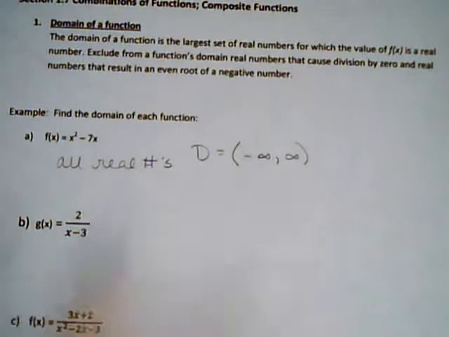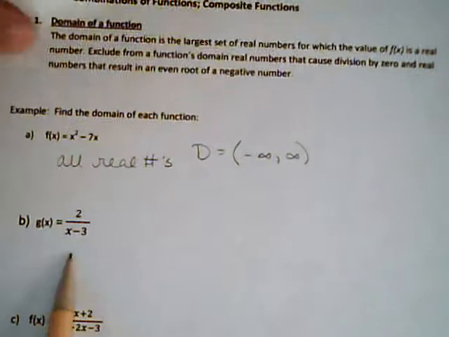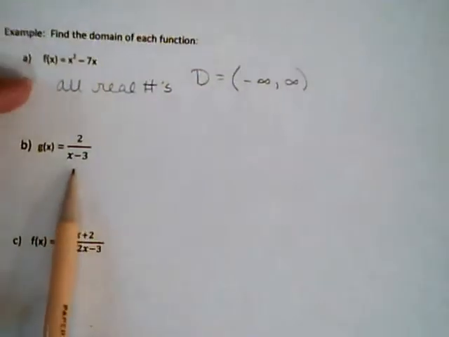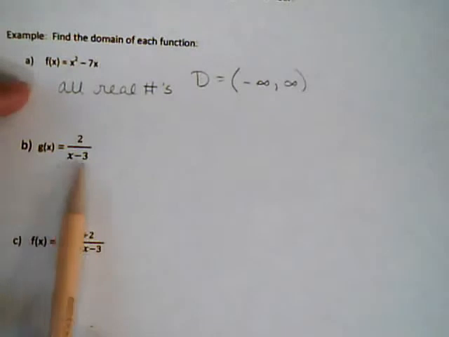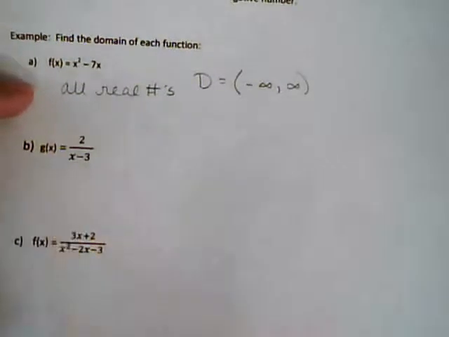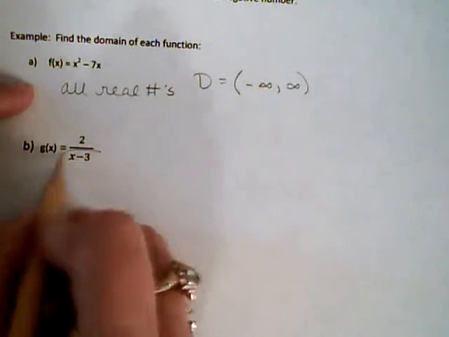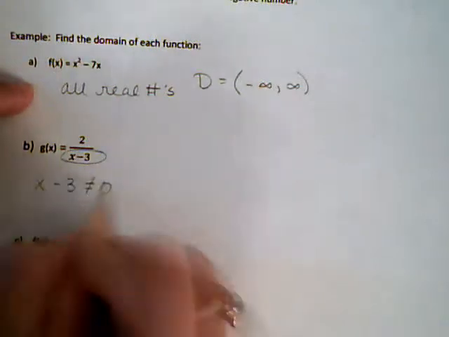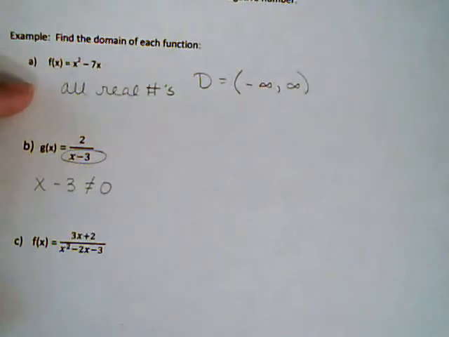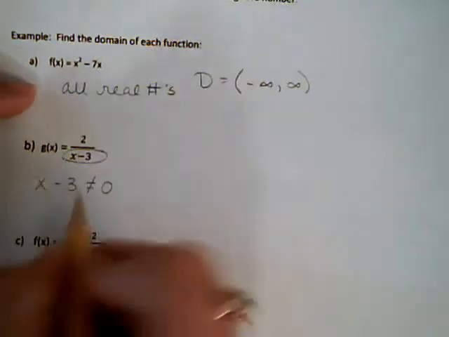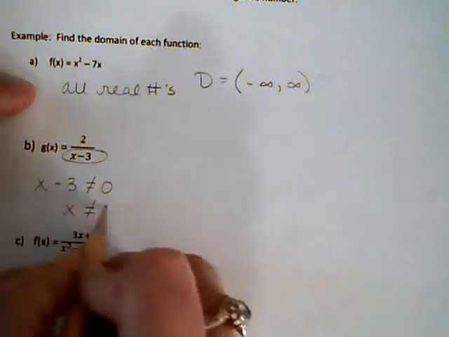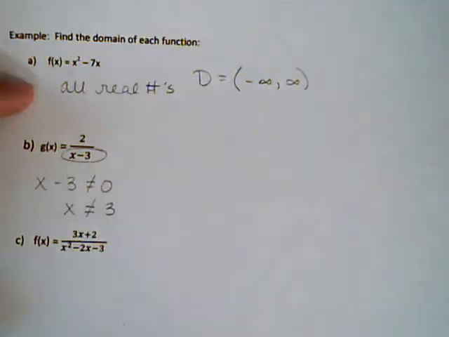On part B, you have a function that's a fraction. This is where you're going to have to exclude values of x that would make the denominator be 0. So what you can do is take the equation that's in the denominator and say we do not want that to be 0. If I solve that for x, this means x cannot equal positive 3.